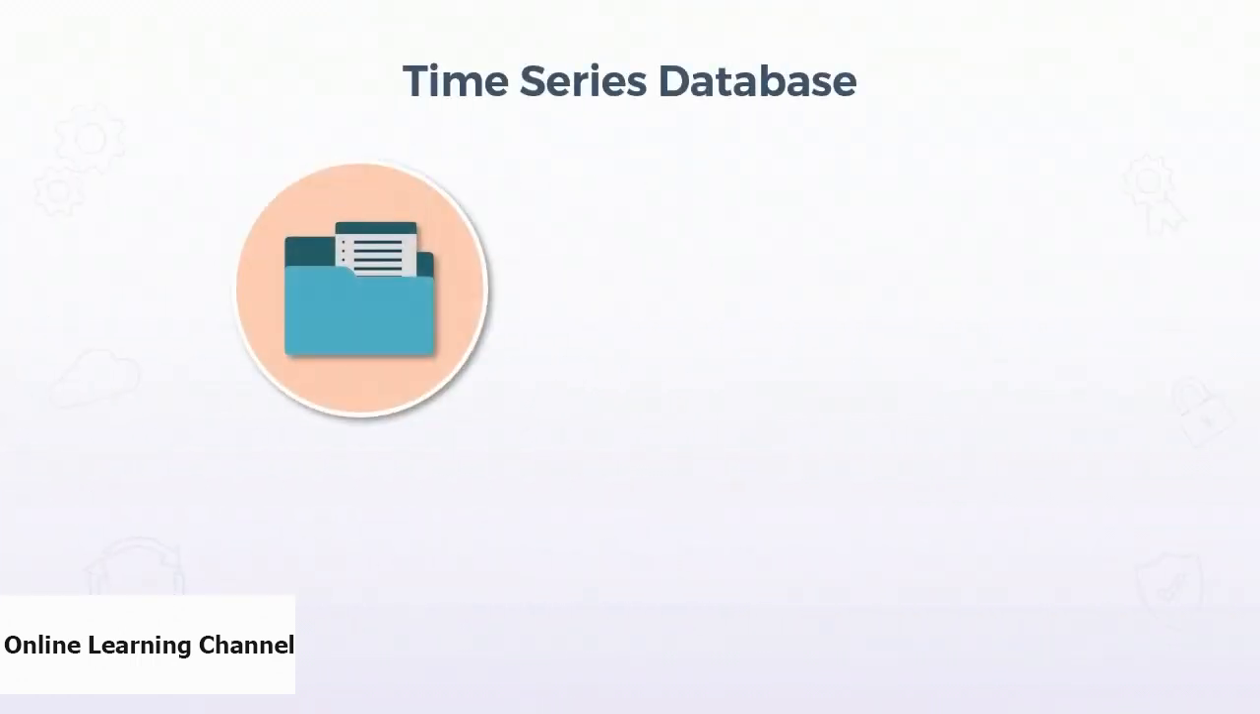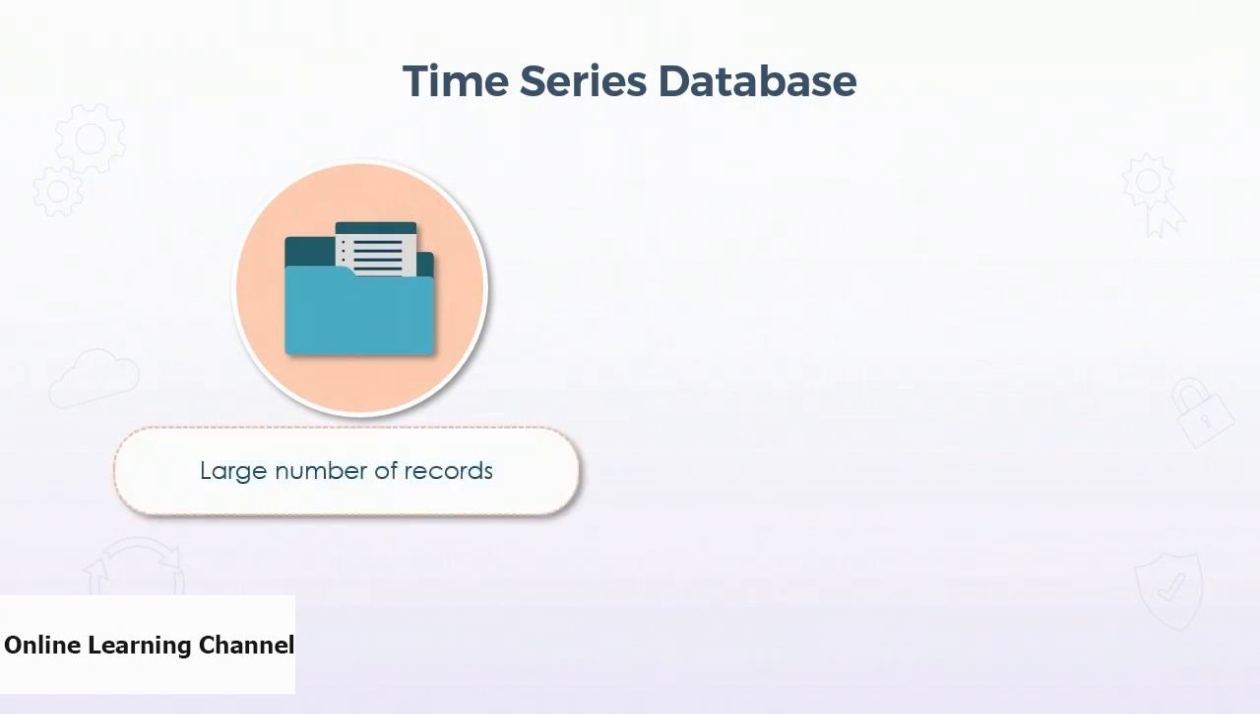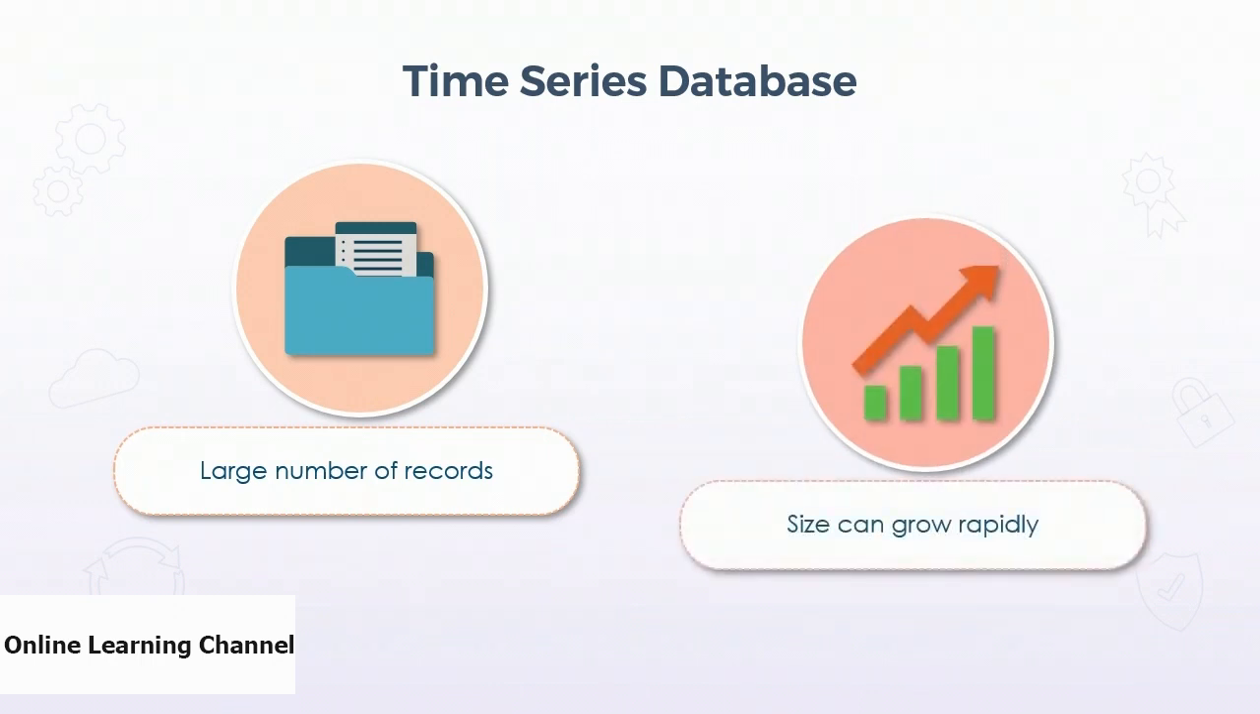A time series database. These are used to hold a set of values organized by time. Time series databases usually hold a large number of records, and the size can grow rapidly because they collect a large amount of data in real time. This may be IoT devices, whatever the case may be. Although the records written to a time series database are small, once we start to ingest massive amounts of data, these can grow very rapidly.